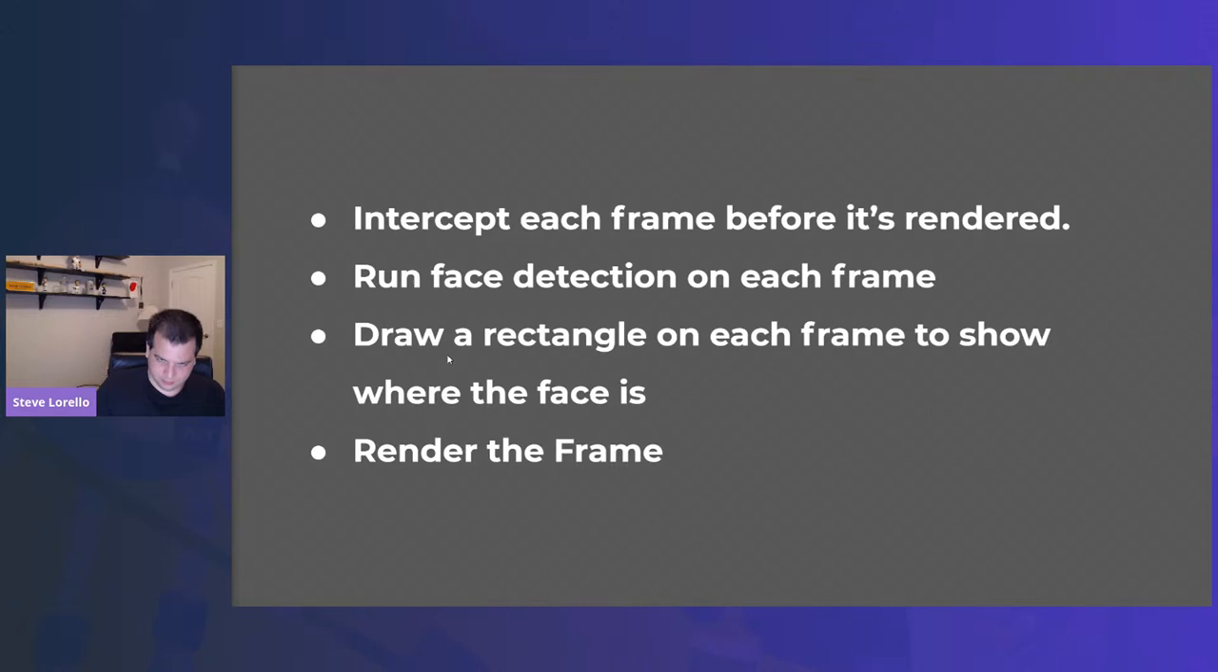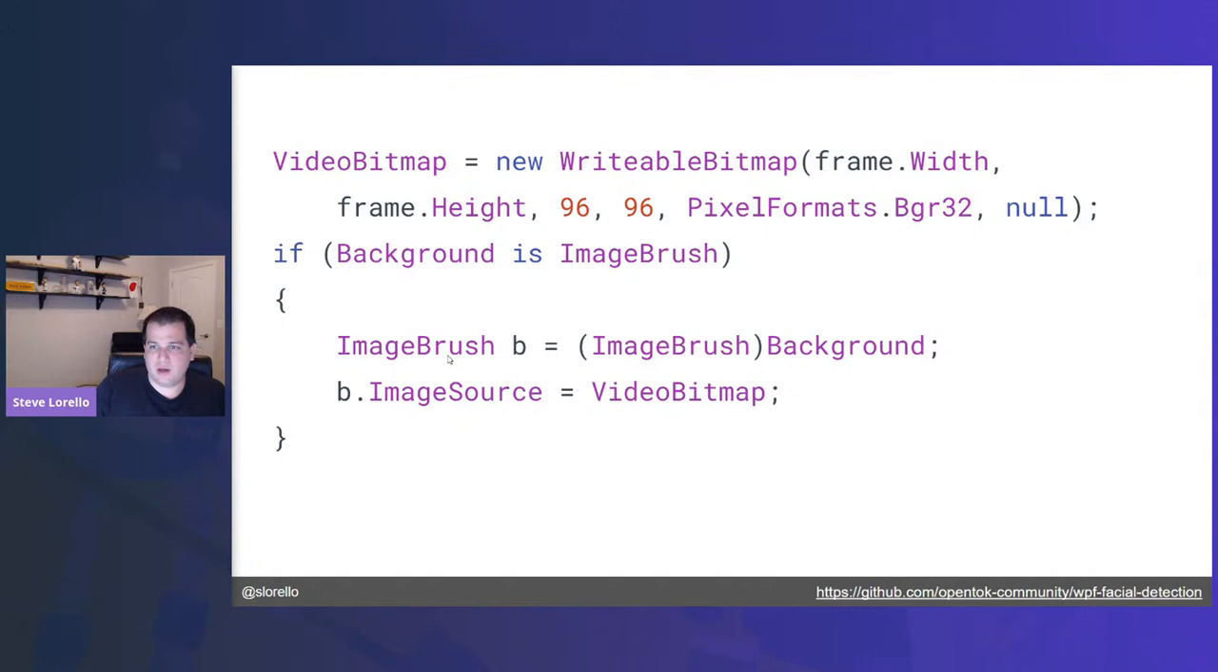So here's the beginning of our RenderFrame function. Remember, this is going to be called each time we get a new frame. We create a writable bitmap, and that's where we're going to do our face detection and where we're going to draw our rectangle. So essentially all we're doing here is creating a bitmap and setting the image source to the brush or the control. And that's effectively going to handle all the stuff for our video bitmap here.